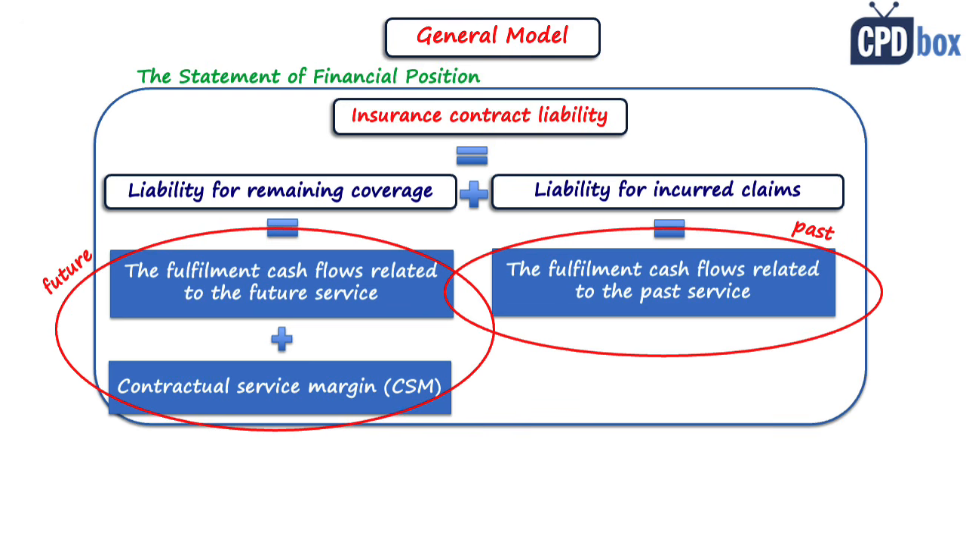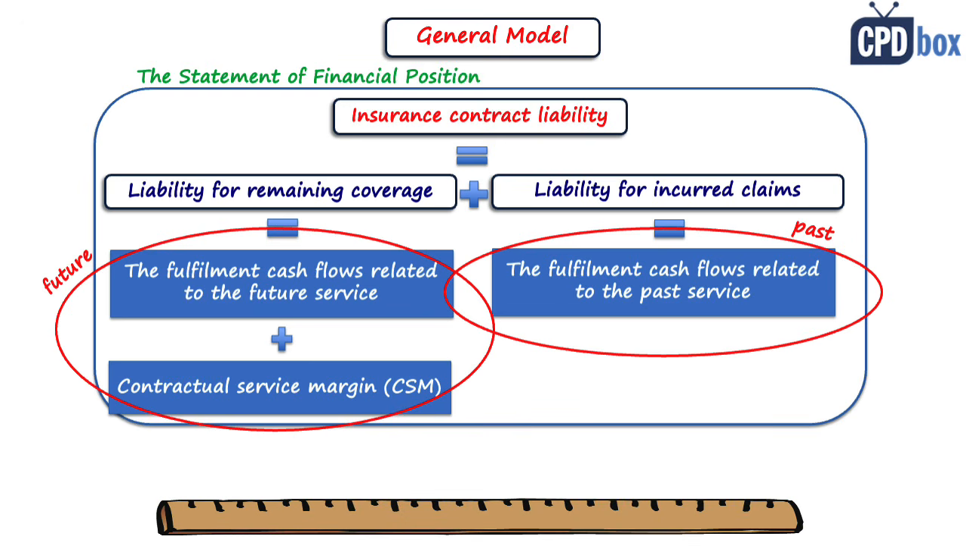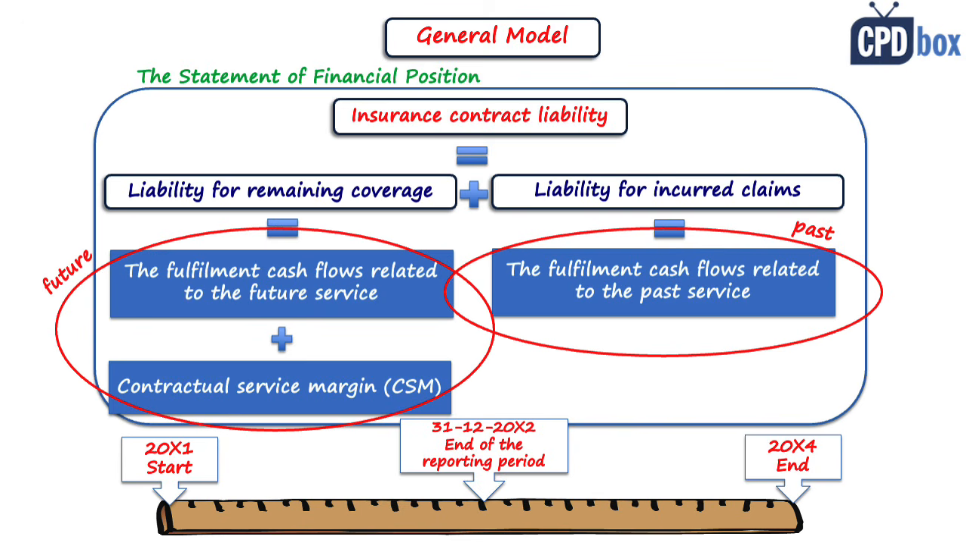So to illustrate this clearly, let's take a look at a simple timeline here. Let's say we have the insurance contract that started on 1st January 2001 for 4 years with termination date of 31st December 2004. And now imagine that we are preparing the financial statements as at 31st December 2002. So this is the end of the reporting period in this short illustration. And here, the period from the start of the contract until the reporting date is the past.